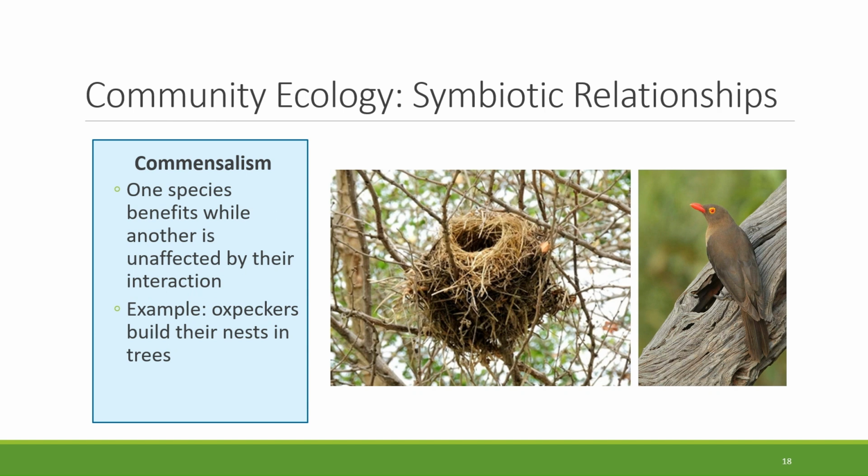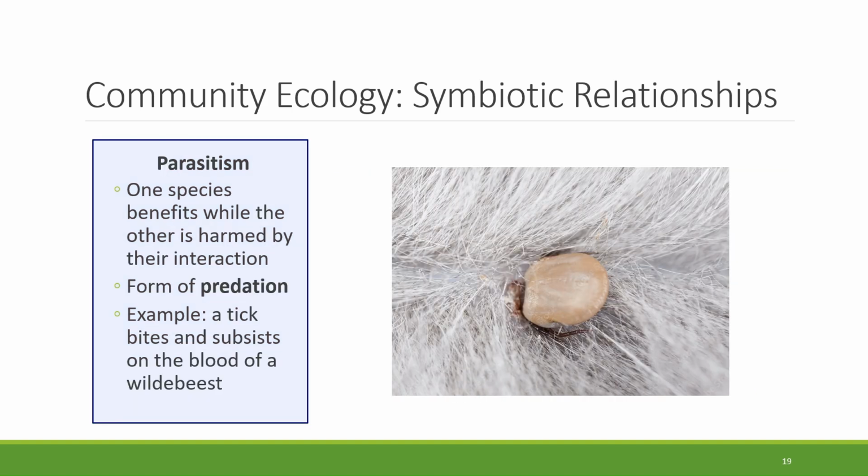The second form of symbiotic relationship is commensalism. This is a relationship where one species benefits while the other one is unaffected. For instance, those oxpecker birds, they construct their nests in trees, and this has no impact on the tree itself, but it provides significant benefit to the bird.